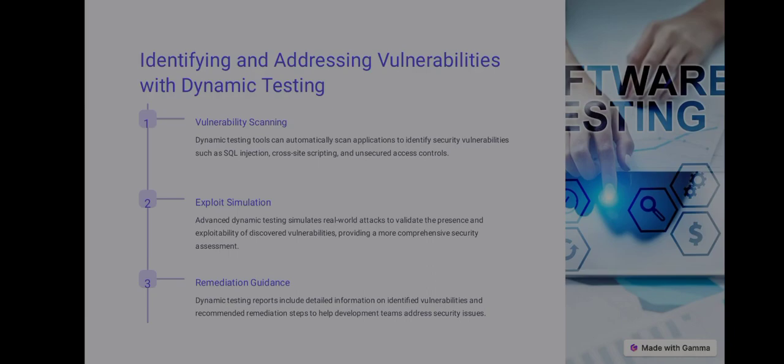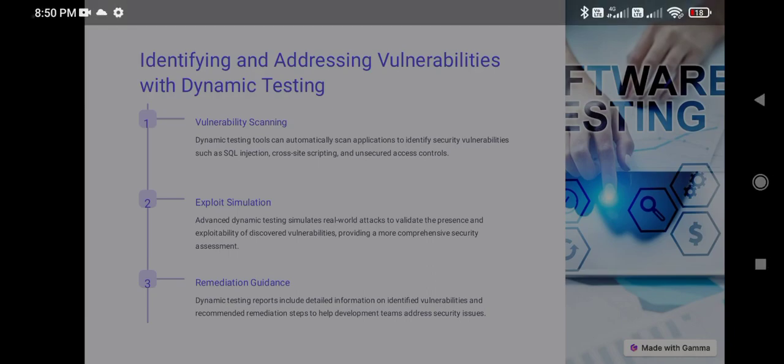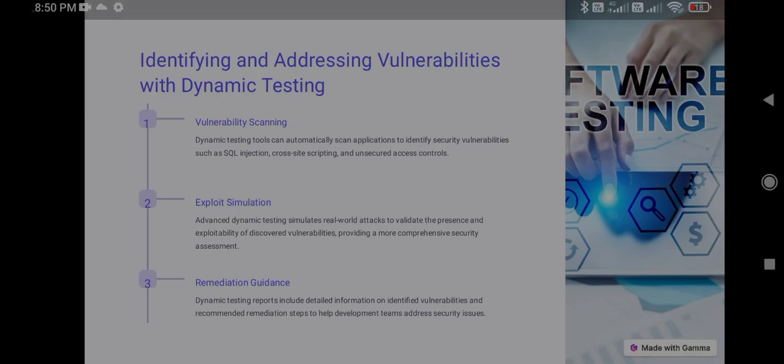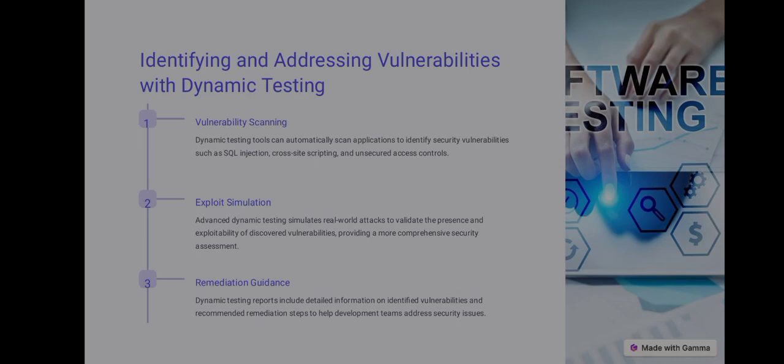Remediation guidance. Dynamic testing reports include detailed information on identified vulnerabilities and recommended remediation steps to help development teams address security issues. These are the major three parts we can take for identifying and addressing vulnerabilities with dynamic testing: starting with vulnerability scanning, second is exploit simulation, third is remediation guidance.